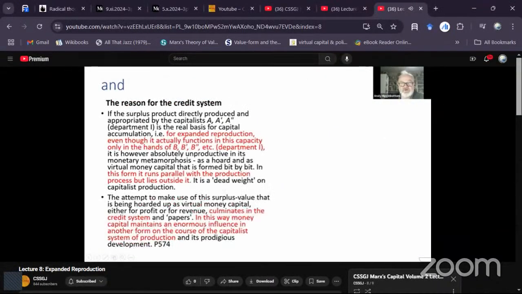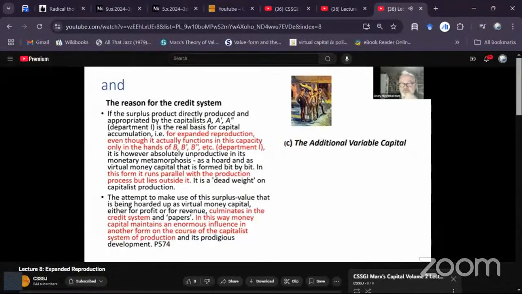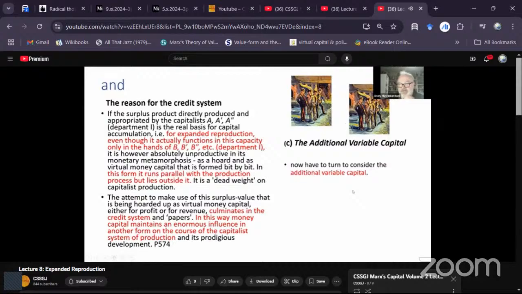Now, this is why Marx says you need a credit system to service all this hoarding. He does this a lot, right? He's saying why, from the basis of industrial capital, it makes sense that a credit system would help to overcome these problems. The third aspect is the additional variable capital, i.e., if you're going to expand production, you're going to need more labor power.